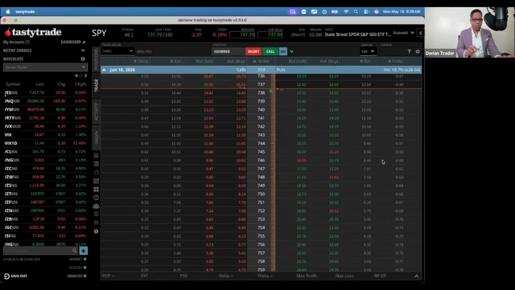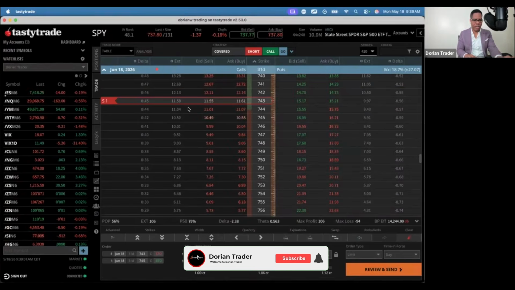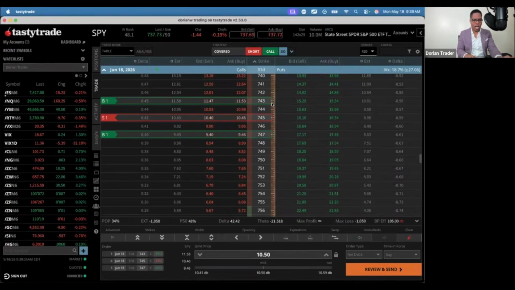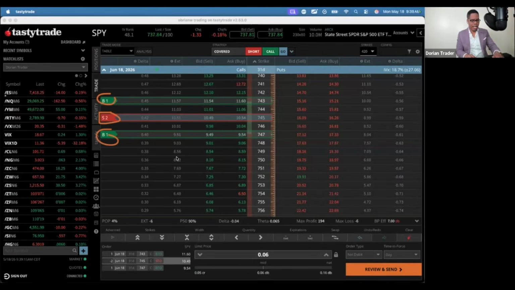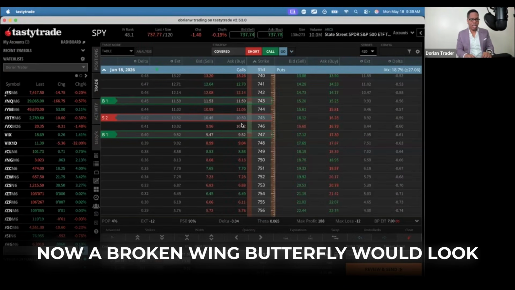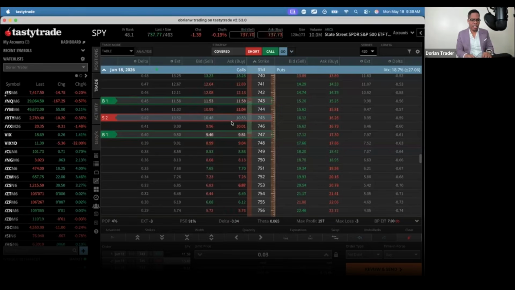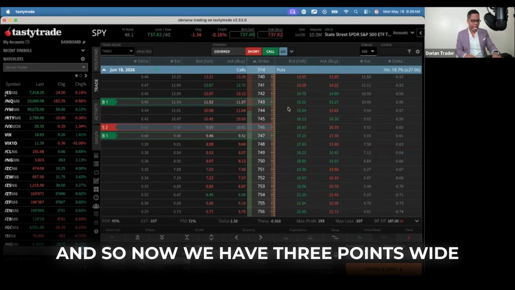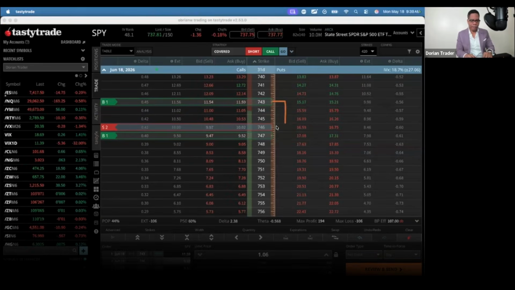Back to the video. So if we go back and we now break down the broken wing butterfly, I'm going to just start off with a traditional one here, and let's do the same kind of concept there. And it's 2 points wide between each leg again. This is the 1, this is the 2, and this is the 1. Now, a broken wing butterfly would look something like this, right? And so now we have 3 points wide and 1 point wide.